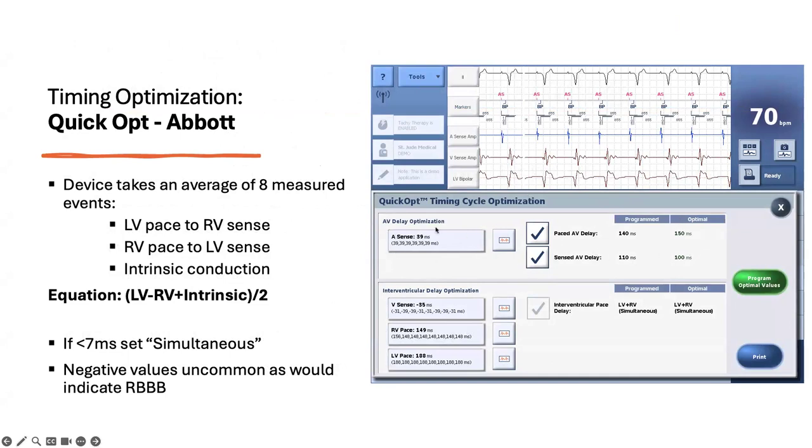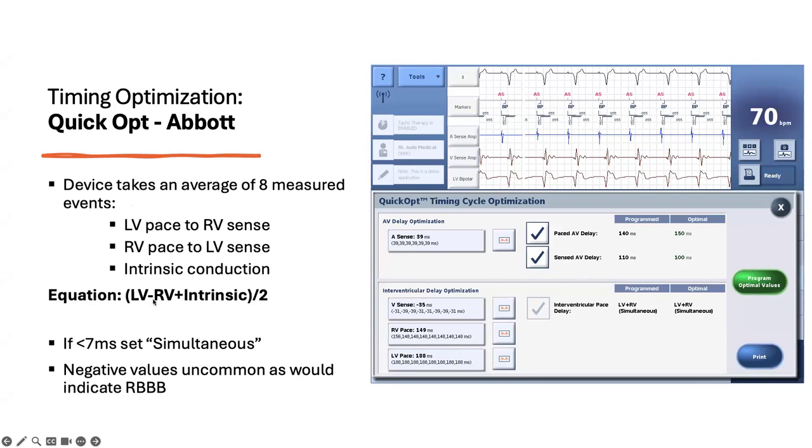But I generally just ignore this one right here. And this is the real test I'm concerned with, optimizing the V to V offset. What it does is it will take an average of 8 measured events. It will then measure from an LV pace to an RV sense timing, from an RV pace to an LV sense timing, and then from the intrinsic conduction.